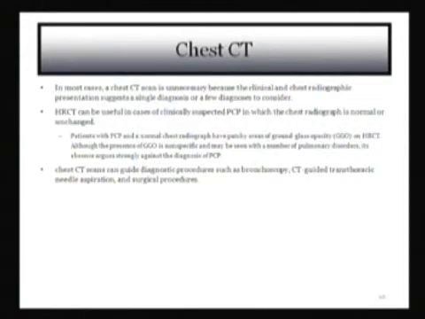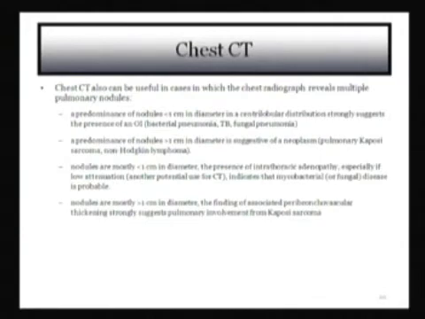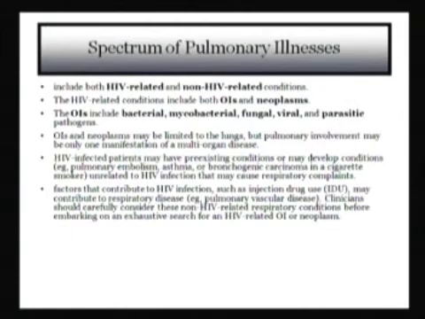But a high-resolution CT scan can be helpful when you clinically suspect PCP and your chest X-ray is negative. The appearance of ground glass infiltrate on the high-resolution CT will confirm your diagnosis of PCP, and if it's absent, then you can almost rule it out. Looking at nodules, the size and distribution of the lung nodules on CT chest can be very helpful in giving you your differential diagnosis.